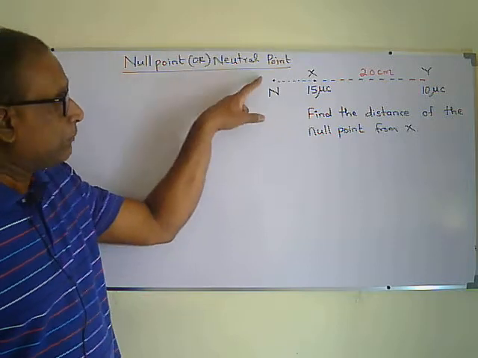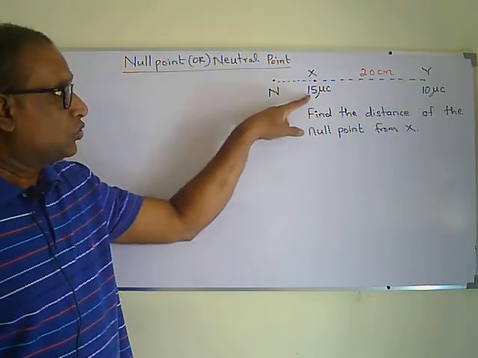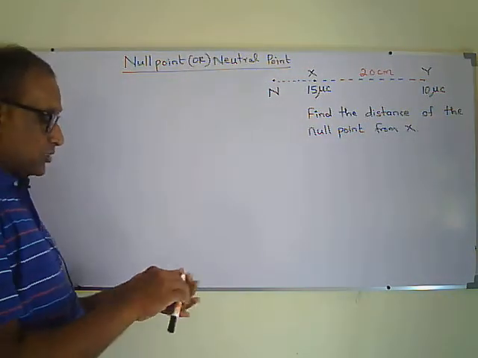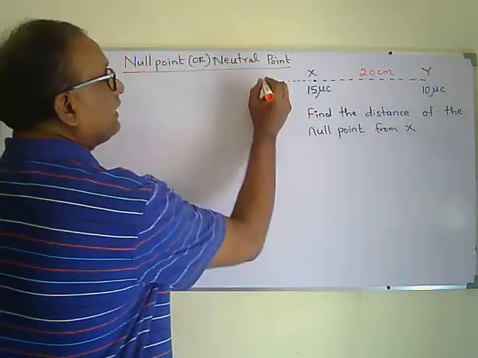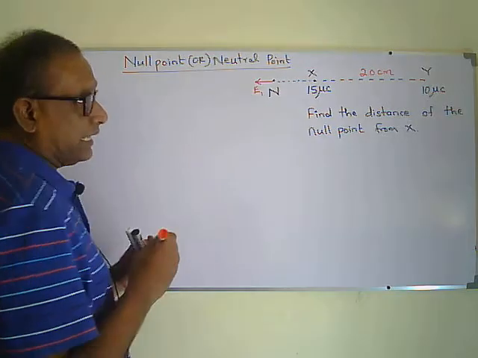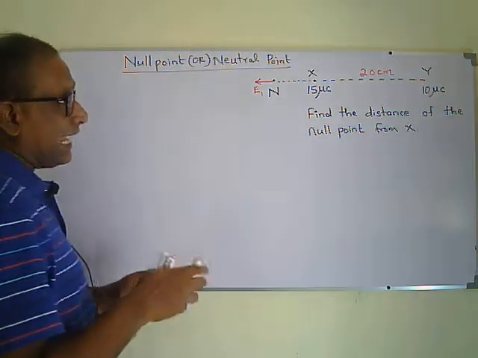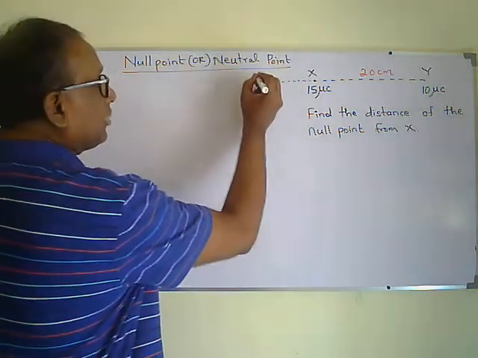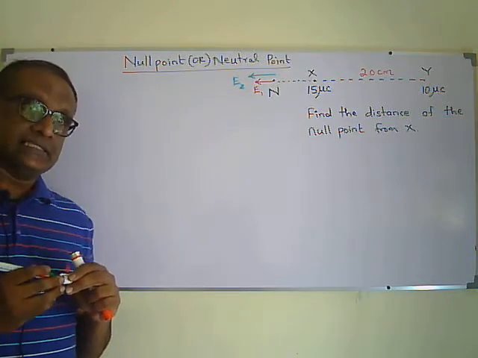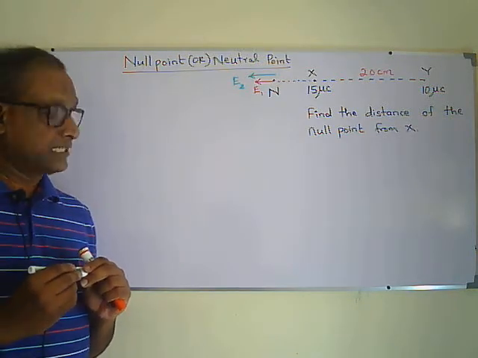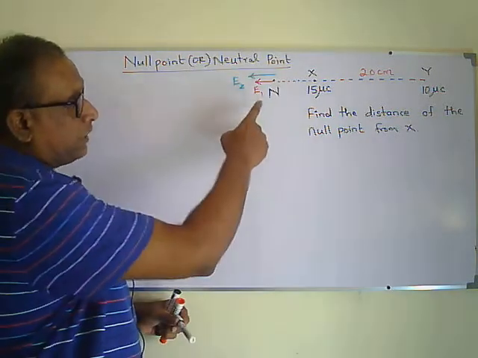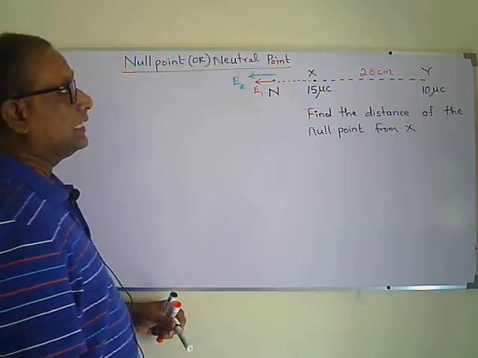Can point N be a null point? We'll think like this. If I keep a positive test charge, 15 microcoulomb will repel it. 10 microcoulomb also will repel it. So the electric field strength due to 15 microcoulomb, say that is E1. Same way, the electric field strength at point N due to 10 microcoulomb also is towards left, E2. Certainly they will not cancel each other because they are in the same direction. So N can't be a null point. Or I can simply say a point which is on the left of x cannot be a null point.